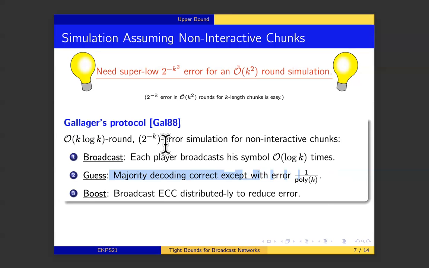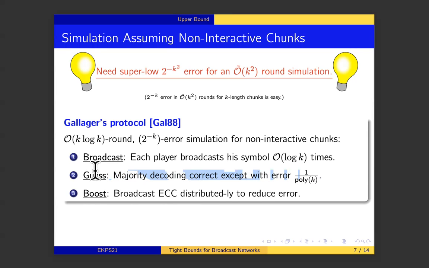And we can say this in the converse: except with error 2 to the minus k, the symbols that are broadcast by these k players in the distributed manner resemble an error correcting code. And we can do the same argument as before to get that, except with probability 2 to the minus k, everybody receives all the symbols directly. Okay, so this is Gallager's protocol. It works for k length chunks and it gives a very strong guarantee: k log k rounds and error 2 to the minus k.